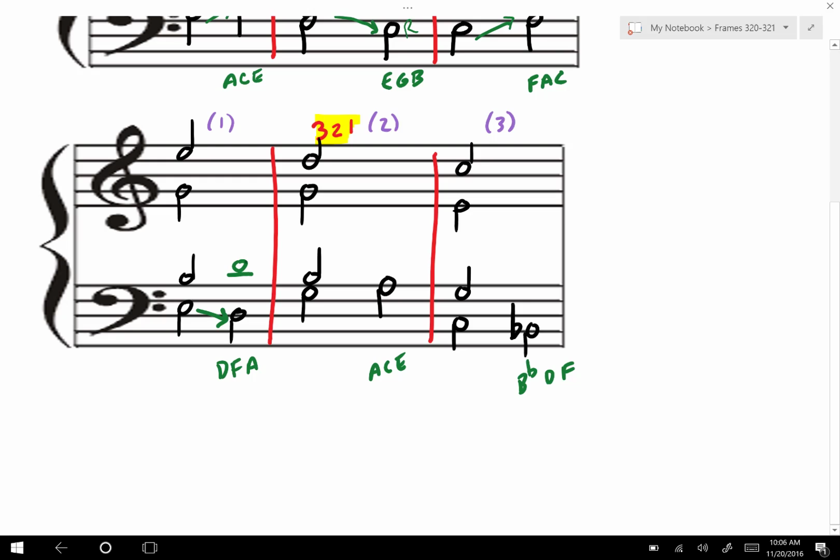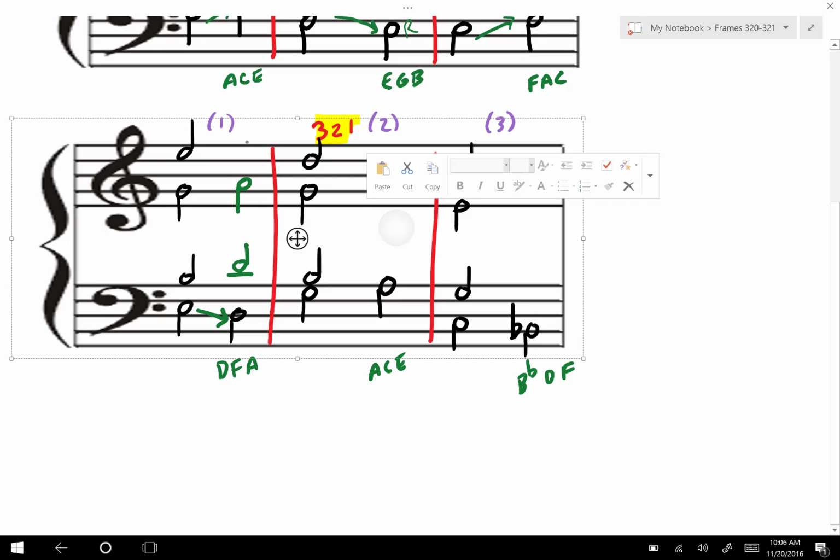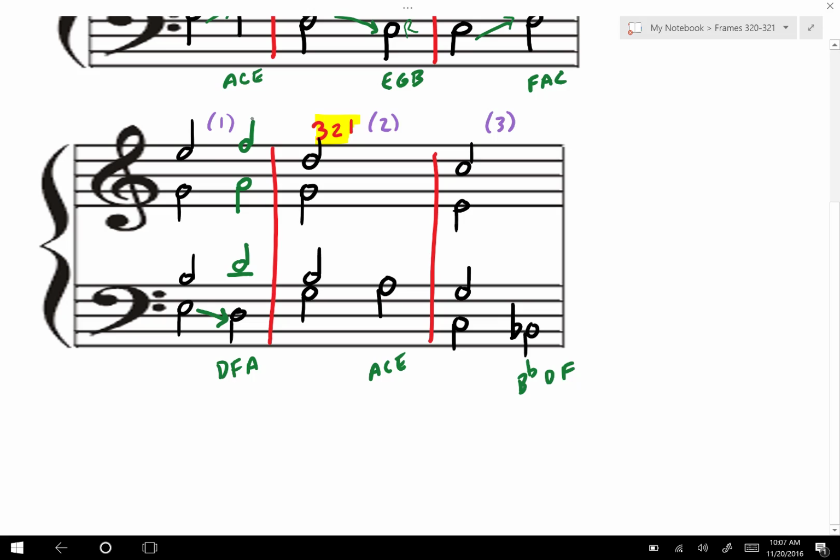So we can double the root, and the tenors can go from the B up to the nearest chord tone of D, F, A, which is D. The altos can move up to the A, stems down for altos, and sopranos can move up to the F. So soprano, alto, and tenor are moving up in contrary motion to the bass, which is moving down.